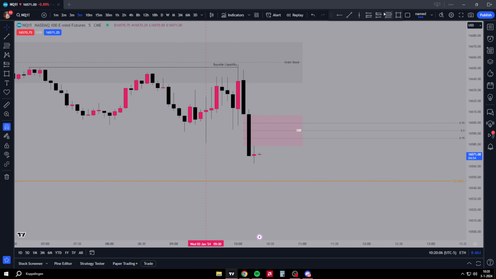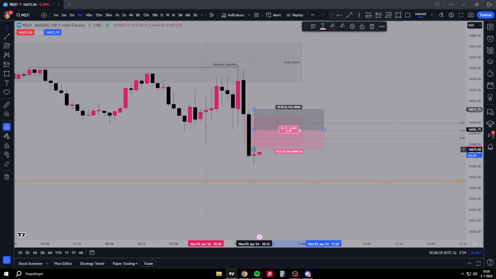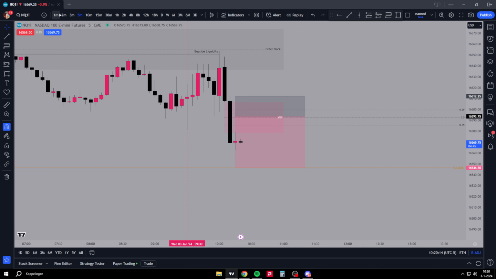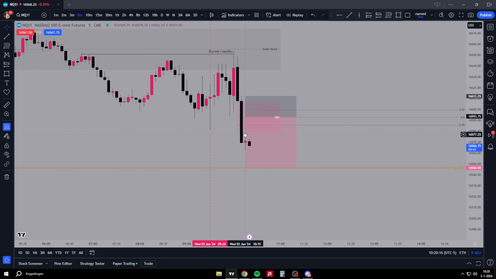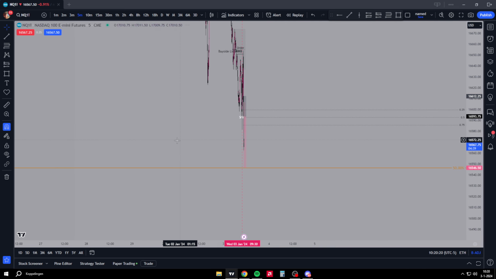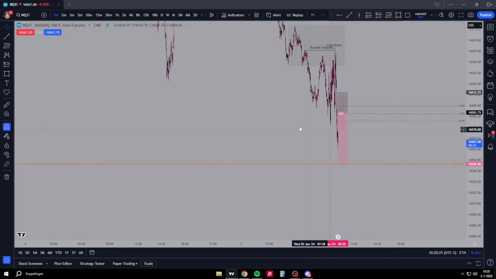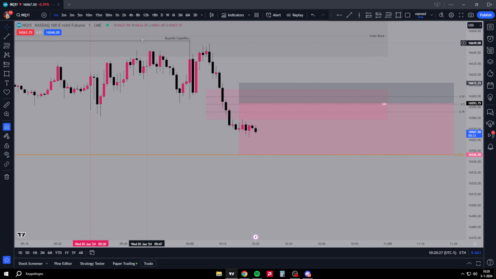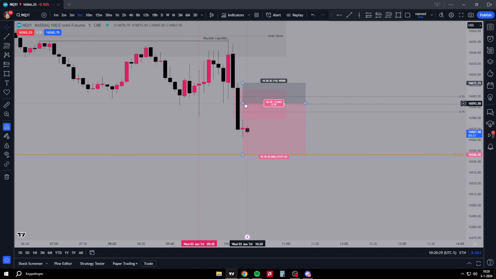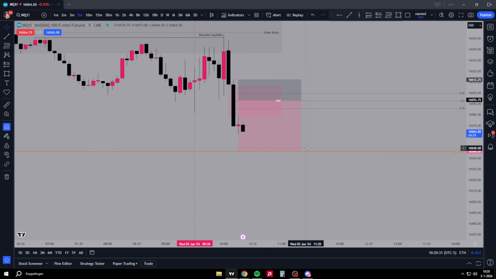So this actually could be an entry. We tap that breaker. We target equilibrium. That would be a better risk reward actually. Yeah, do we retrace back to there? Because there really is nothing else anymore. Yeah, if we do go back here, I will take this trade into equilibrium.